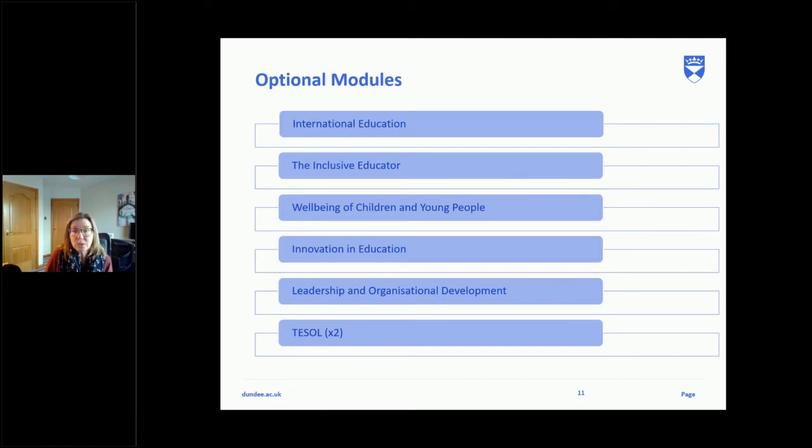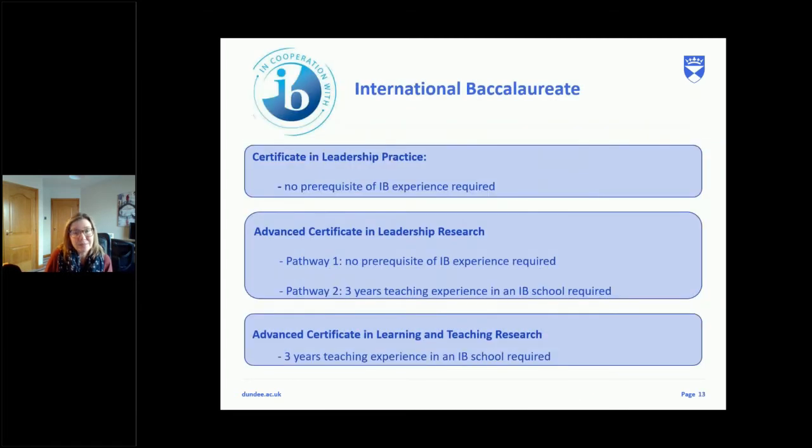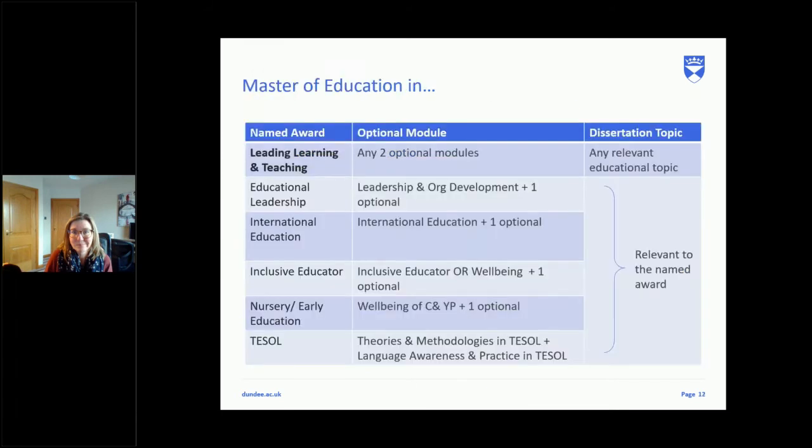In addition, we also have 3 core modules, which are also worth 30 credits, plus we also have the double credit dissertation. So, to demonstrate how the named awards and modules link, you can see that the generic Leading Learning and Teaching awards enable you to undertake any 2 optional modules, along with having flexibility at the dissertation stage.